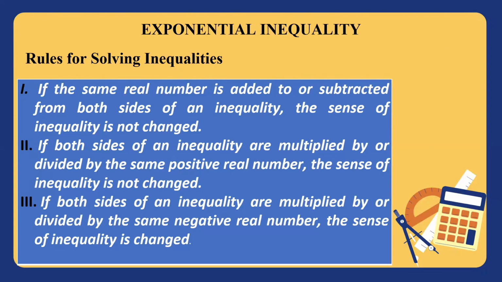Then for rule number 2, if both sides of an inequality are multiplied or divided by the same positive whole number, then the sense of inequality is not changed. Ibig sabihin po dito, kung magmumultiply tayo or magdi-divide tayo ng parehong positive, okay? Ng parehong positive, then hindi pa rin magbabago yung inequality symbol natin. While for the rule number 3, if both sides of an inequality are multiplied or divided by the same negative, then the sense of inequality is changed. So, ibig sabihin dito sa rule number 3, kung magdi-divide tayo or mag-multiply tayo ng negative, ng parehong negative, then magbabago yung inequality natin.